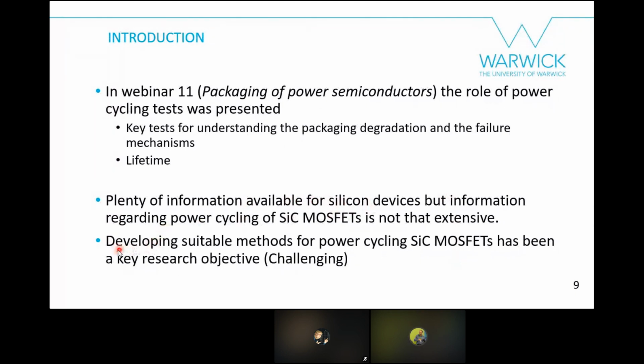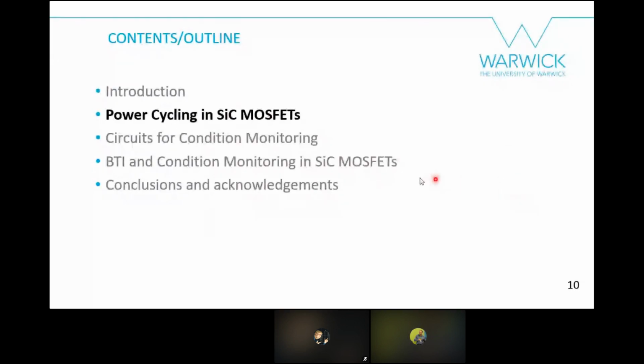And one of the challenges was developing suitable methods for power cycling silicon carbide MOSFETs. And this has been a key research objective, and there are different groups that have been working on that in order to design and develop a suitable power cycling method for silicon carbide MOSFETs. So let's start with that and evaluate what are the differences between power cycling silicon devices and silicon carbide MOSFETs.